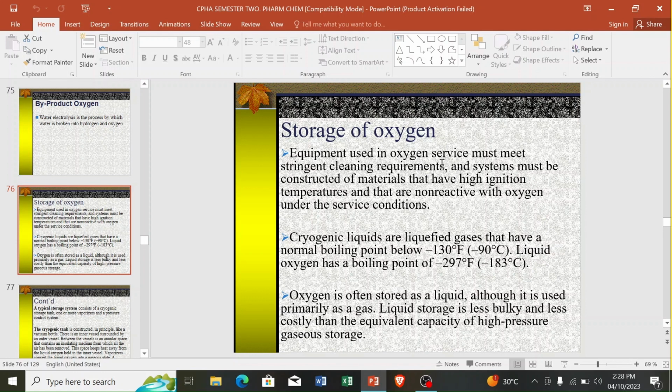Equipment used in oxygen service must meet stringent cleaning requirements, and systems must be constructed of materials that have a high ignition temperature and that are non-reactive with oxygen under the surface conditions. Cryogenic liquids are liquefied gases that have a normal boiling point below 130 degrees Fahrenheit, or 90 degrees Celsius, and then liquid oxygen has a boiling point of 297 degrees Fahrenheit. When you change it to centigrade, you find that it is 183 degrees centigrade.